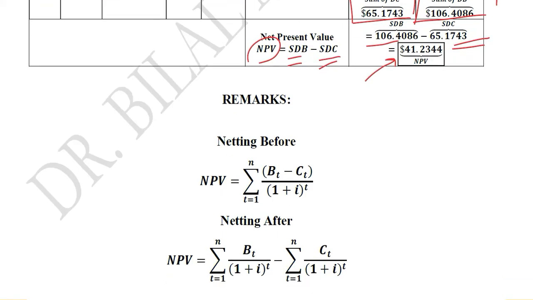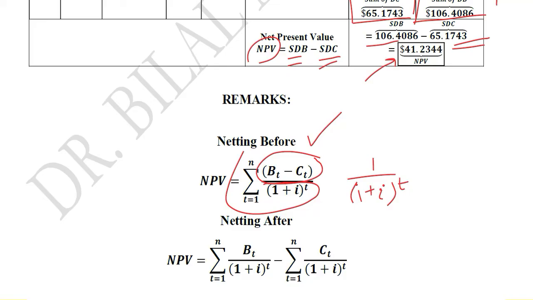Now let's summarize this. If we do the netting before, over time we take the difference of the two columns, benefits and costs, and then we discount them with the factor 1 over (1 plus i) raised to the power t, multiplied with Bt minus Ct. It happens over a series from t equals 0 till n. Here the value of n is 10 because there were 10 years.